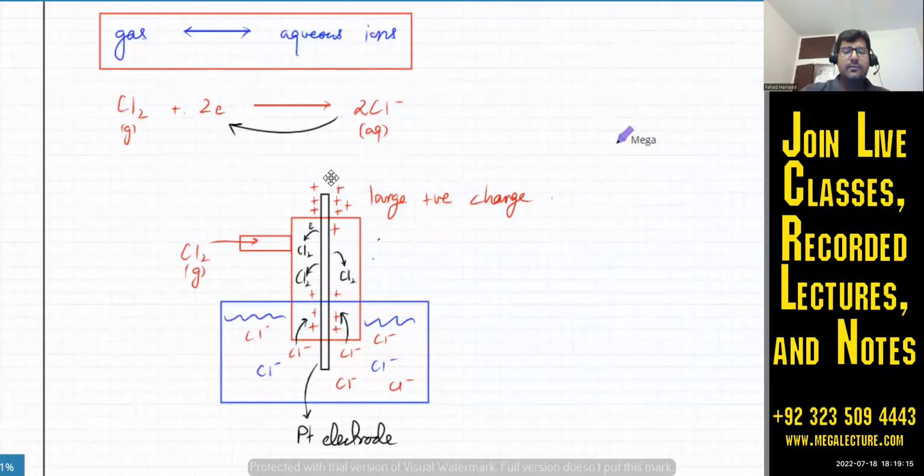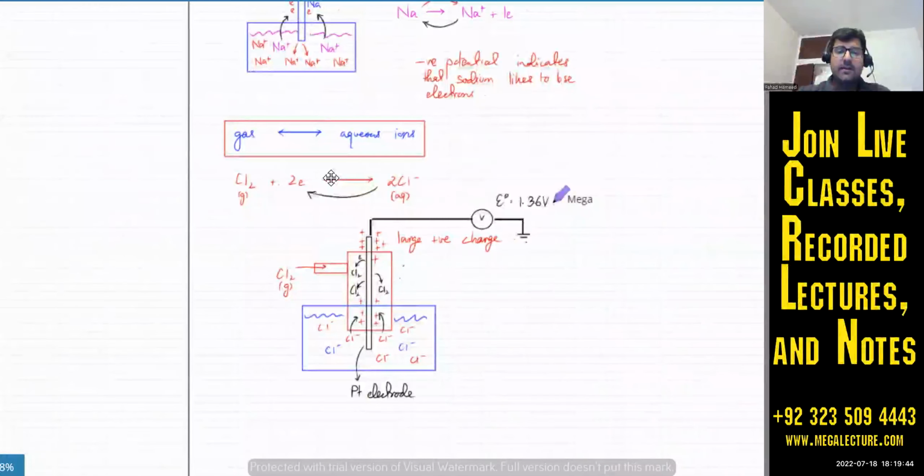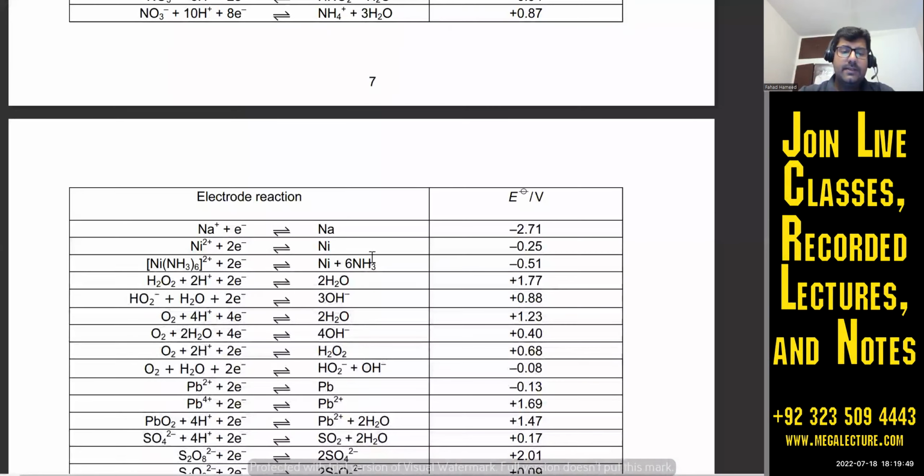And that's the point where you measure the potential. You take a voltmeter, you connect the voltmeter with the metallic electrode and measure the potential with respect to a reference point. So the potential over here will come out to be, I think, 1.36 volts. Let me formally define this. I'm just explaining right now, right? So it's going to come out to be 1.36 volts, which is given over here.